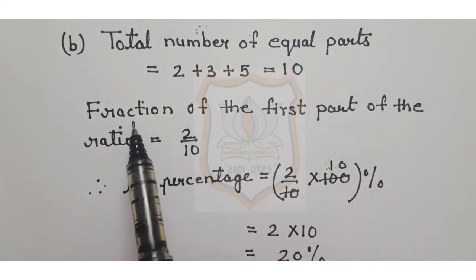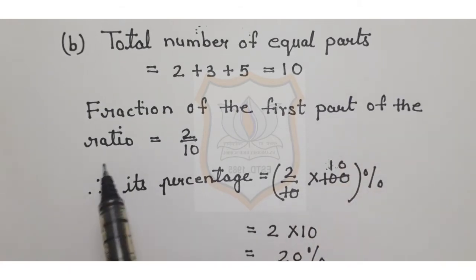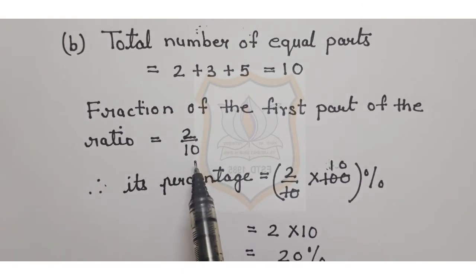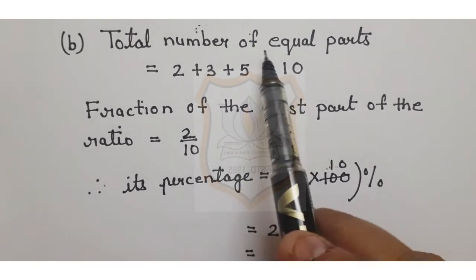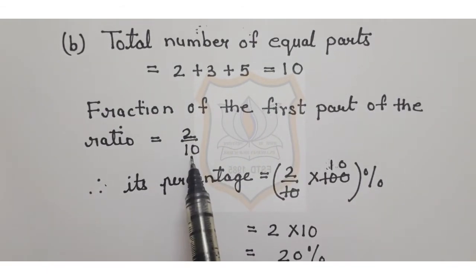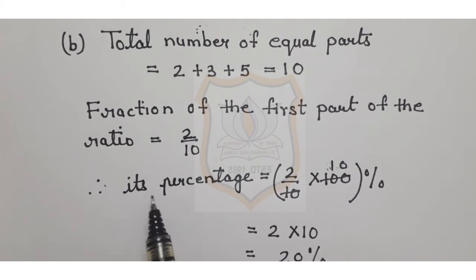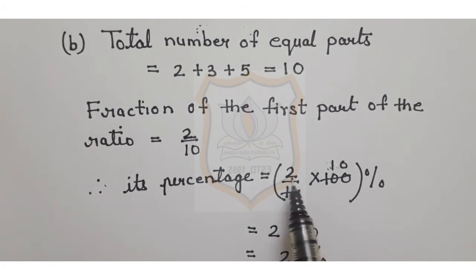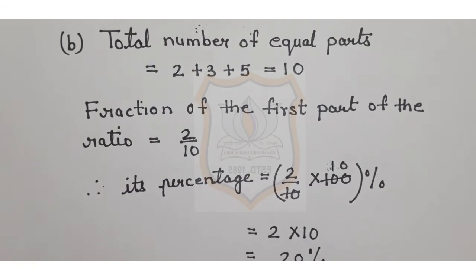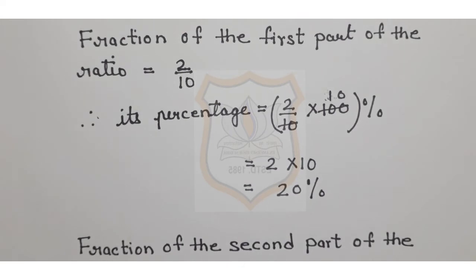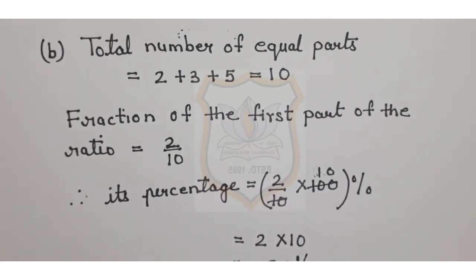Now we will find the fraction of the first part of the ratio. The first ratio is 2, so it is 2 upon 10, where 10 is the total equal parts. Now to find its percentage, that is equal to 2 upon 10 into 100. 10 tens are 100, and 10 into 2 comes to be 20%. So 20% is the percentage of the first part of the ratio.